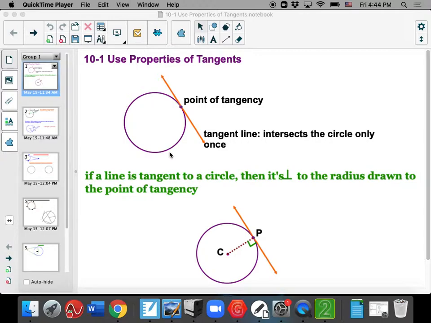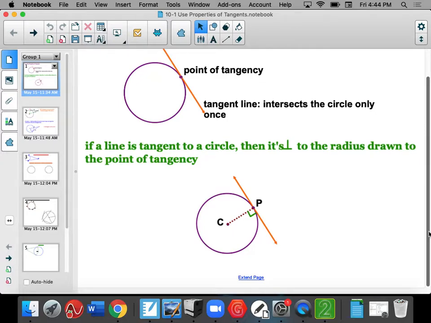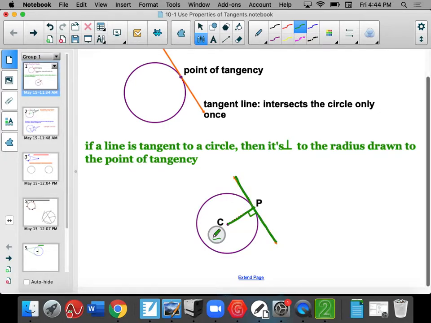One of the important concepts of the point of tangency together with the tangent line is that it makes a 90-degree angle with the radius that comes out from the center. So we see in this diagram down here that we have our radius, and then we have our tangent line, and where they intersect one another, that's going to be where our 90-degree or right angle is.